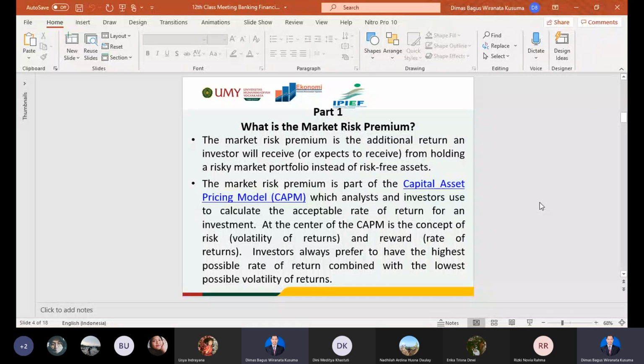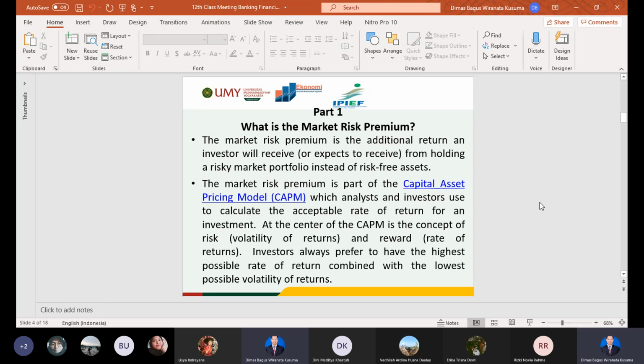So if you look at a bit of the definition of market risk, we recognize the market risk premium. We will add the details later on. What is the premium? The market risk premium is the additional return that investors will receive or expect to receive from holding a risky market portfolio instead of a risk-free asset. In the banking sector, the main activity is collecting funds and channeling them into productive activities through credit or financing.